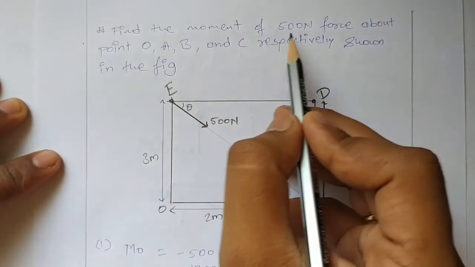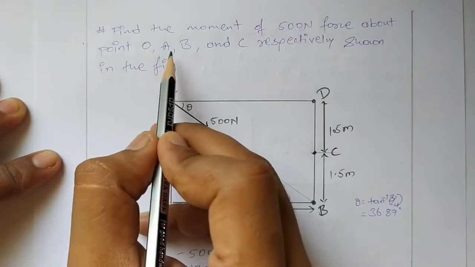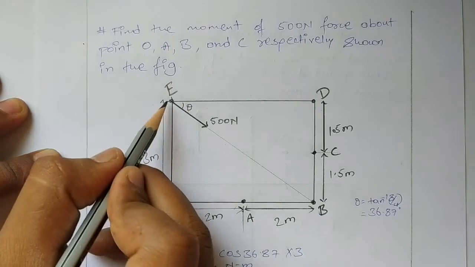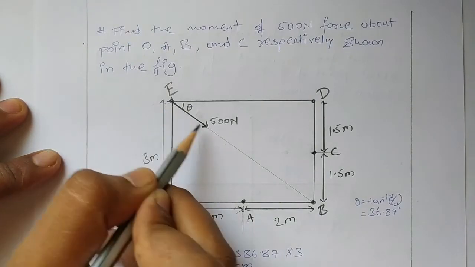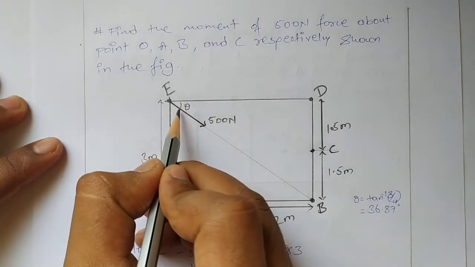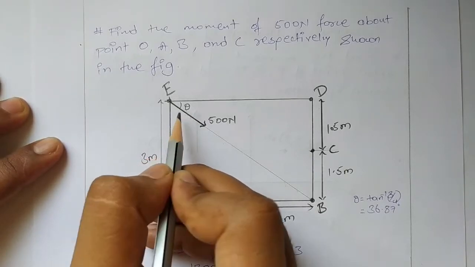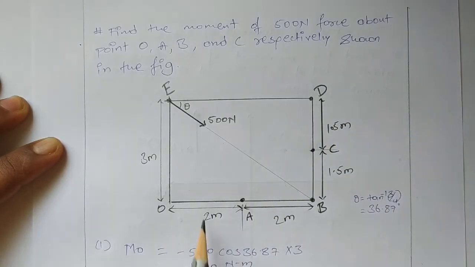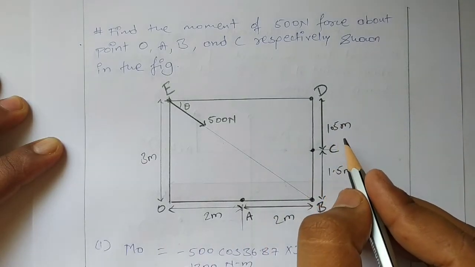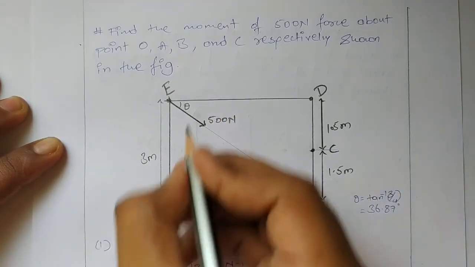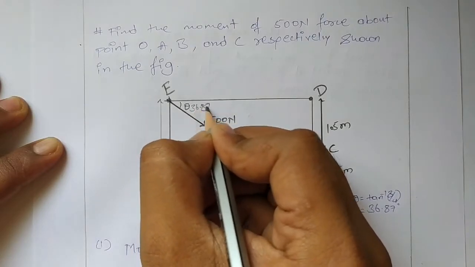Find the moment of the 500 Newton force about points O, A, B and C respectively, as shown in the figure. The force F is given as 500 Newton in this direction. The angle is not given, so we have to resolve this first. We will consider the angle here. Theta can be calculated as tan inverse of 3 divided by 4, that is 2 plus 2 is 4, and 1.5 plus 1.5 is 3. So 3 by 4 comes out to be 36.87 degrees.